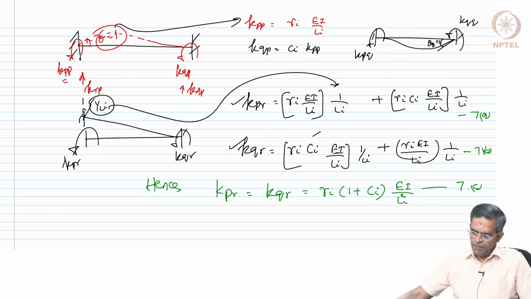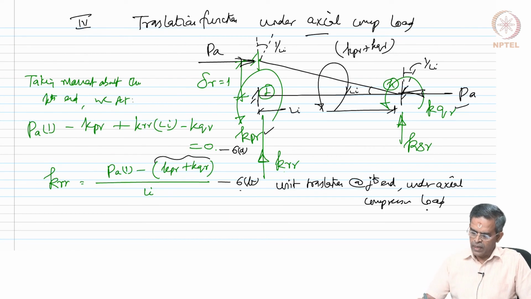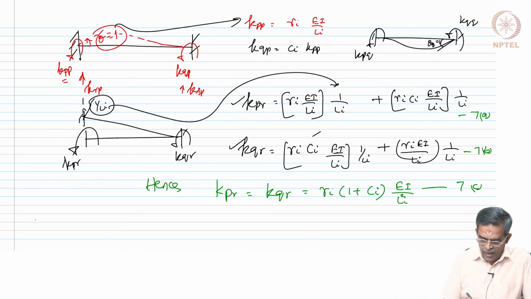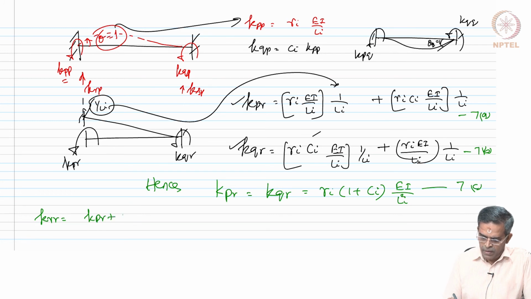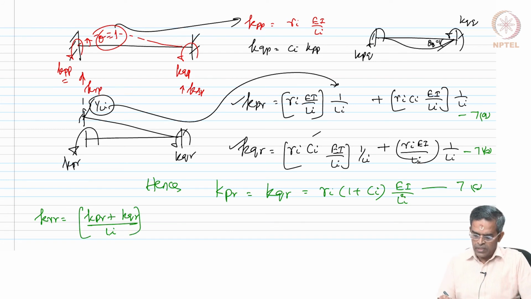Now, it is very simple for me to find KRR. Can I say KRR is sum of this by the span? Can I say that? So, I can say KRR is KPR plus KQR by Li. Can I say that? So, substituting, I will get this as 2 times of Ri of 1 plus Ci of Ei by Li cube. Can I say that?